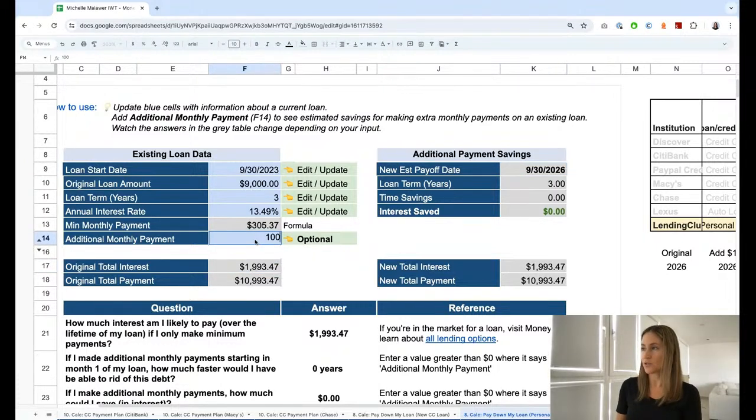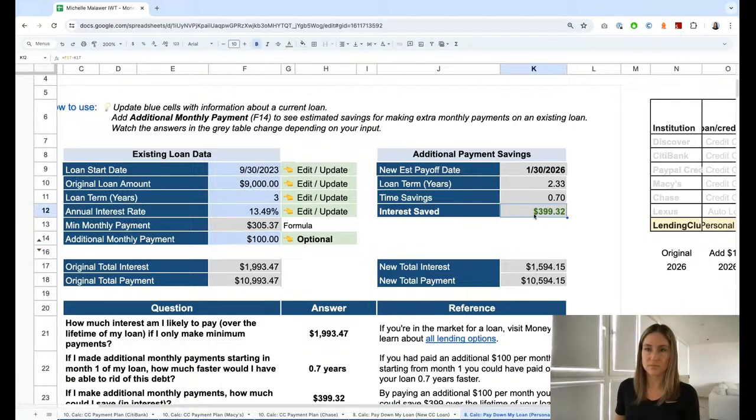And then if you add $100, the savings aren't that great. It's $400 savings. Any questions there? Okay.